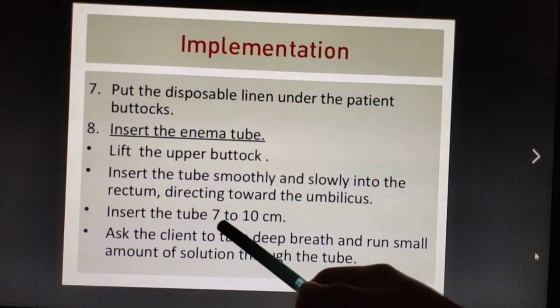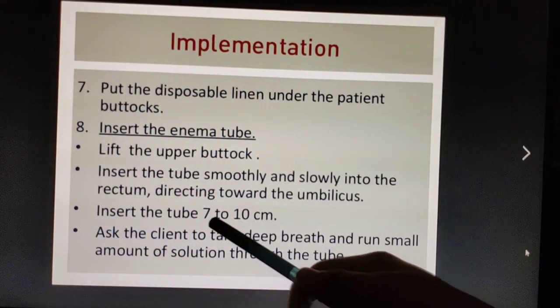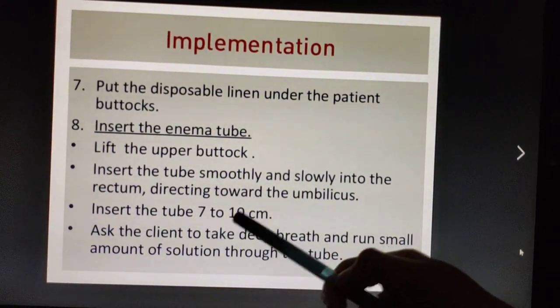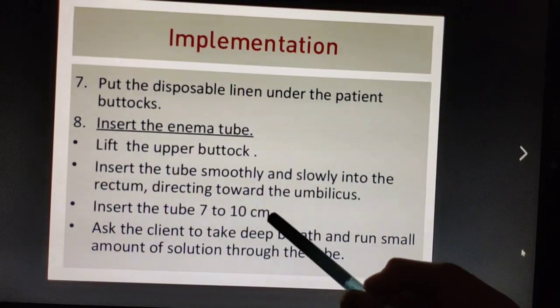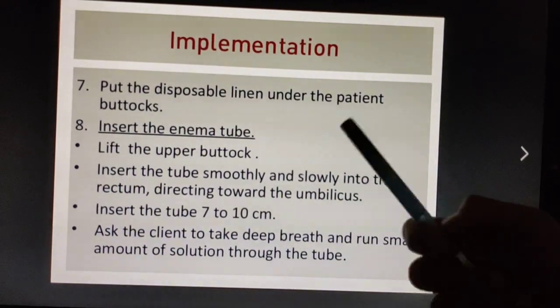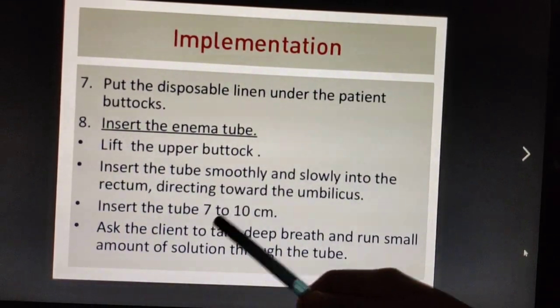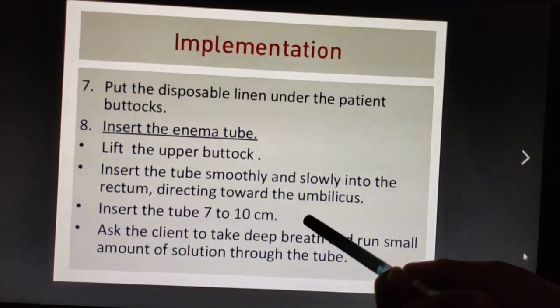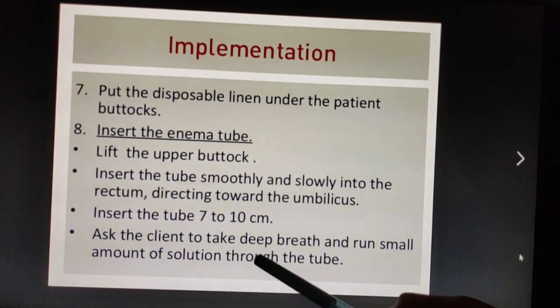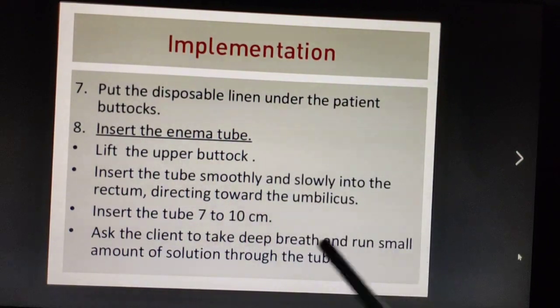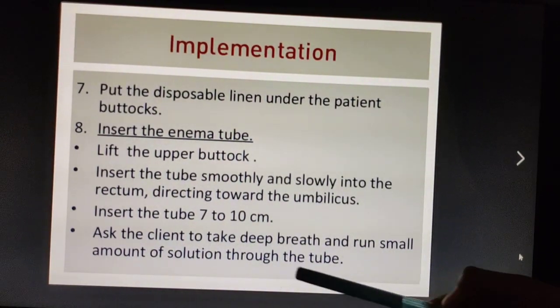Then insert the tube 7 to 10 centimeters, not more than 10 centimeters. That should not be inserted. We have to insert between 7 to 10 centimeters. Clear? Next, ask the client to take a deep breath and run a small amount of solution through the tube.